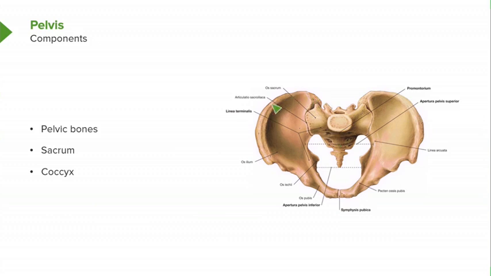Two of those components are pelvic bones. We have a pelvic bone shown here. We have the opposite pelvic bone shown here. And then we have the sacrum and coccyx. So those are the bony constituents of the pelvis. And so now we'll want to learn a little bit more about each one of these.